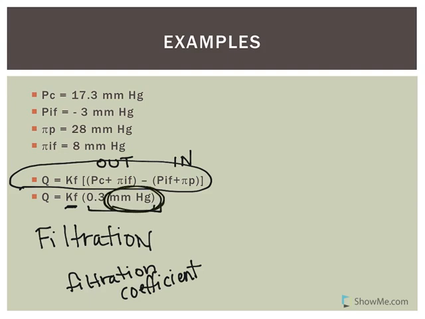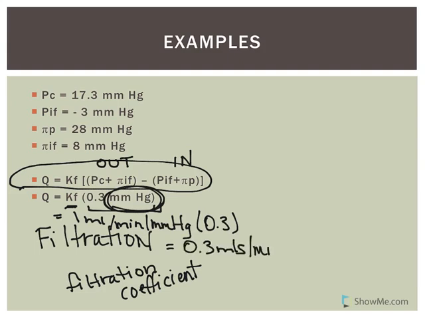So just to make it easier on you, if I say for this particular vessel the filtration coefficient is 1 mil per minute per millimeter of mercury, and I multiply it by 0.3, what's the flow rate? You'll have 0.3 mils of fluid move across that membrane from inside to out. It's going to filter out per minute. Now, could that be a problem if I'm losing 0.3 mils every minute from a capillary?